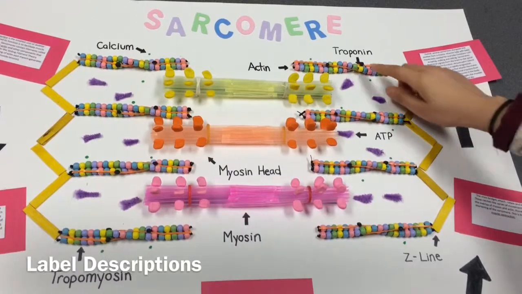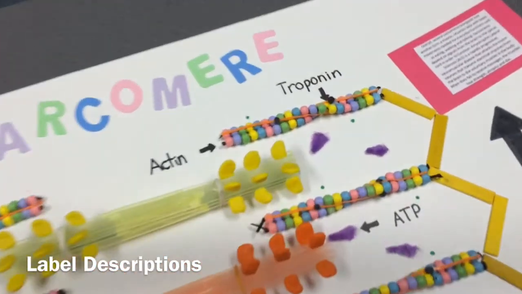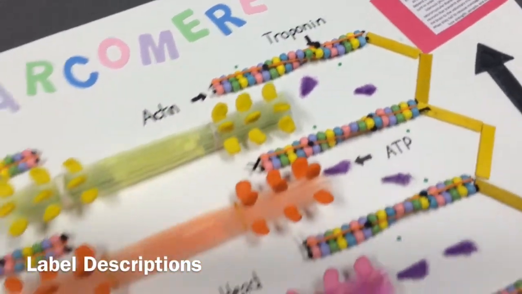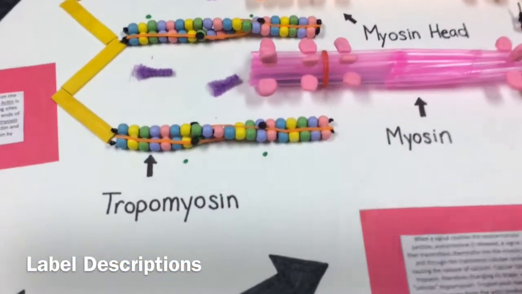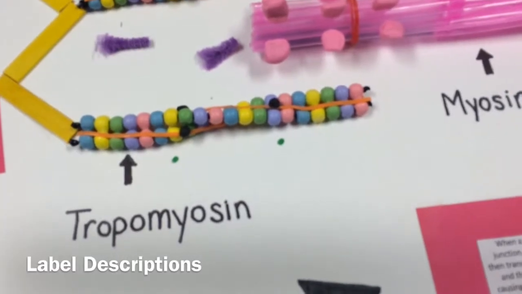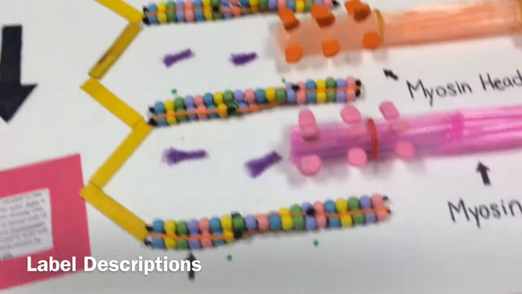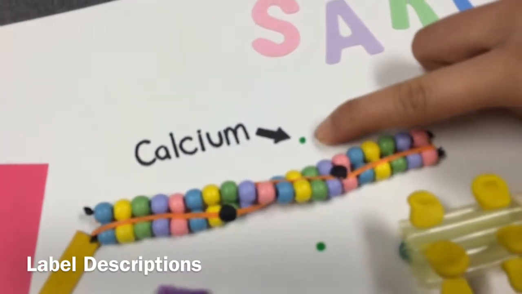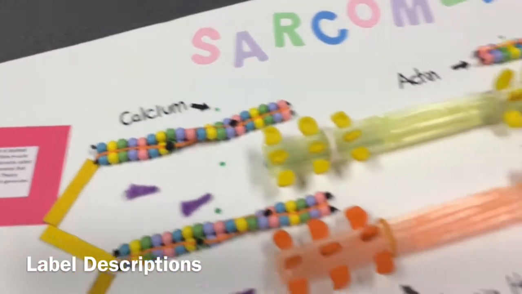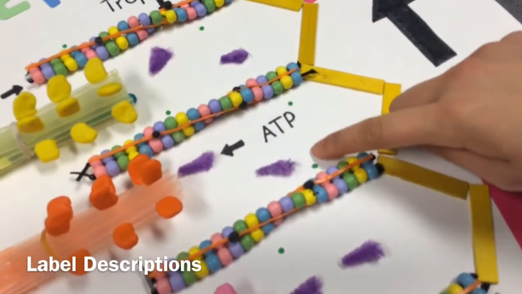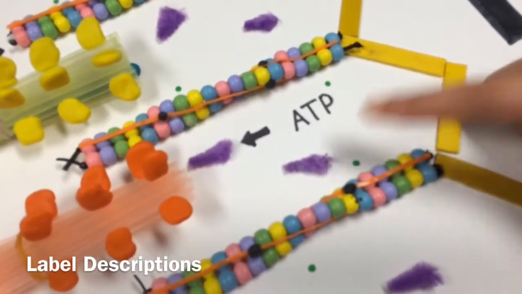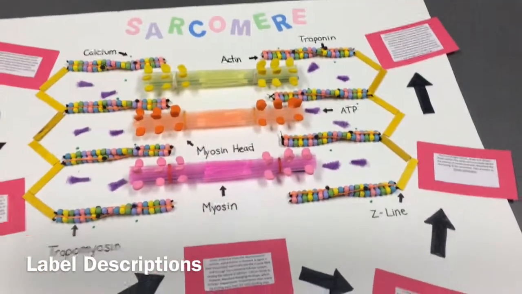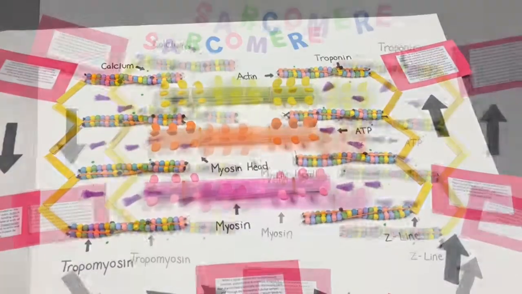And shown here are the little balls, so these are the troponin. So that's what causes the unlocking mechanism. And the orange string here is the tropomyosin, so that's what blocks the active sites. And this is the calcium here, so this is what allows the troponin to change its shape. ATP is shown here, so this is the source of energy. And lastly, this is the Z line, which attaches to the actin in order for it to maintain its structure.